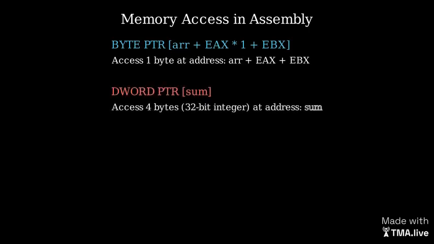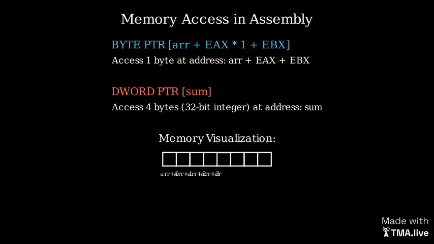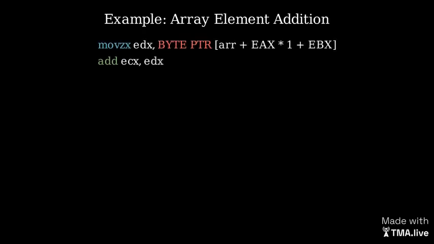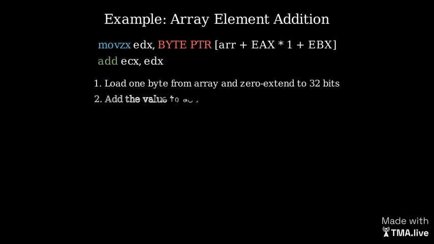Assembly accesses memory using specific syntax. Byte PTR indicates a 1-byte access, while dword PTR accesses a 4-byte value, a 32-bit integer. The addressing modes can use complex expressions like R plus EAX plus EBX to calculate the final memory address. This allows for efficient array and data structure manipulation.